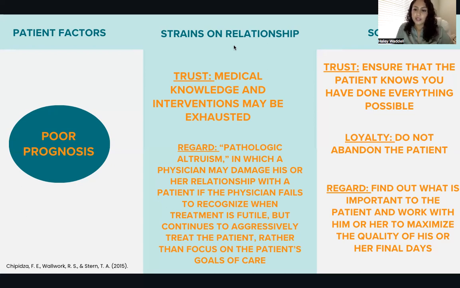And then regard: find out what is important to the patient and work with him or her to maximize the quality of his or her final days. You know, this is where hospice comes in. This is where you bring social work in to get those outside resources to make them comfortable for their end days. But you want to be a part of that too, because for your relationship, you've known them longer than maybe the people that you're bringing in after this poor prognosis. So it's important for you to stay there and help find those outside resources for them for the sake of your relationship.